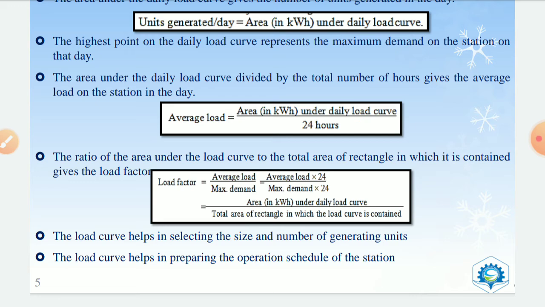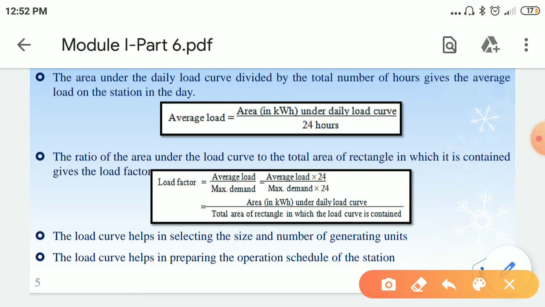Next, what is the next significance of finding this load curve? The ratio of the area under the load curve to the total area of the rectangle in which it is contained gives the load factor. So this is used for finding the load factor. Load factor, which we have already studied, is the average load divided by the maximum demand, where the maximum demand is the maximum demand of a day.